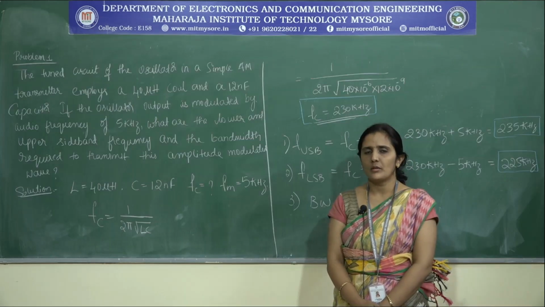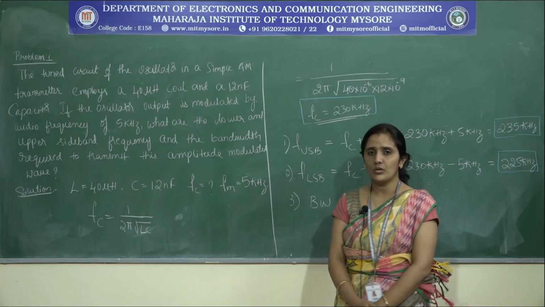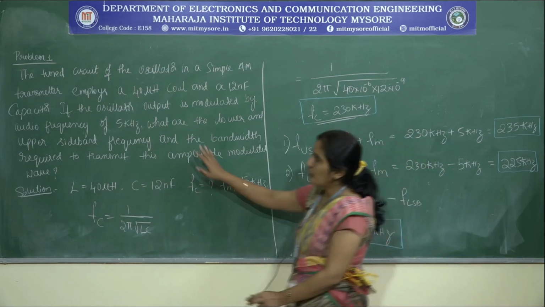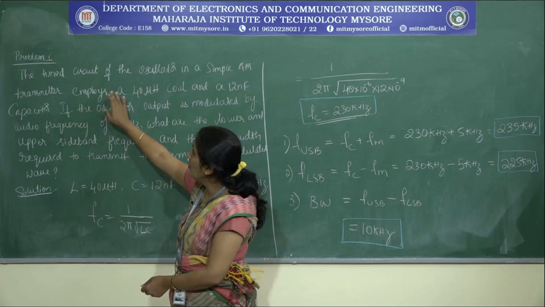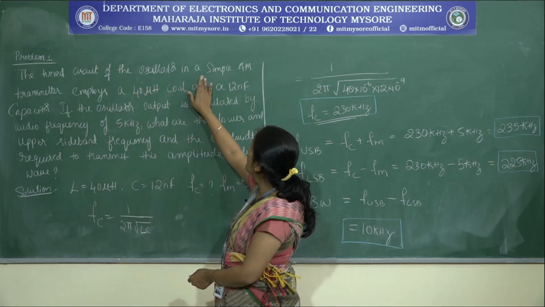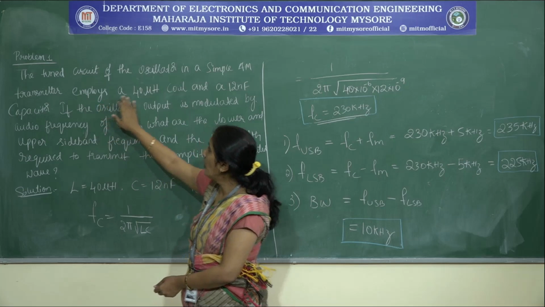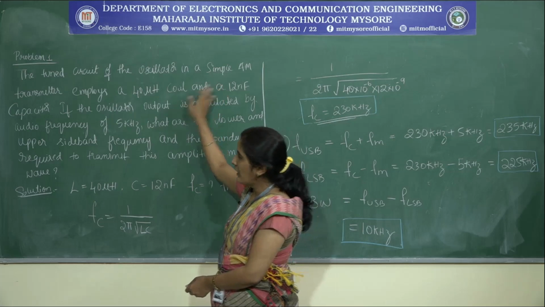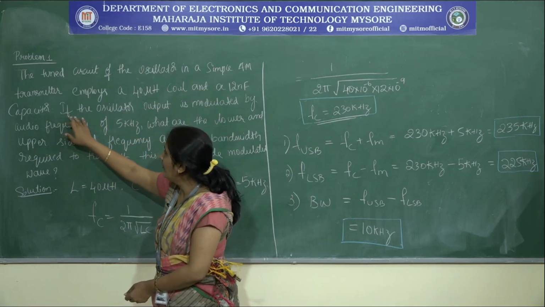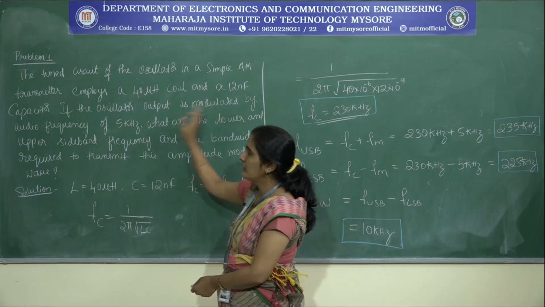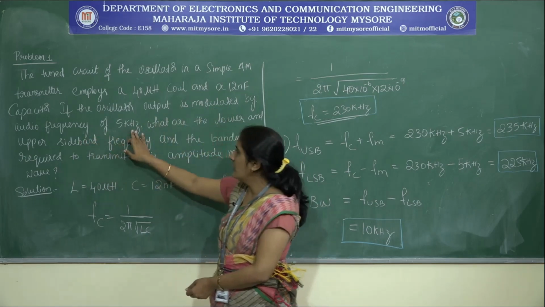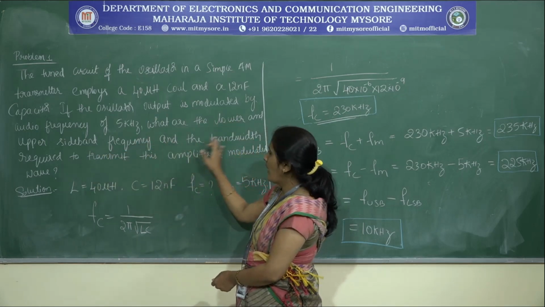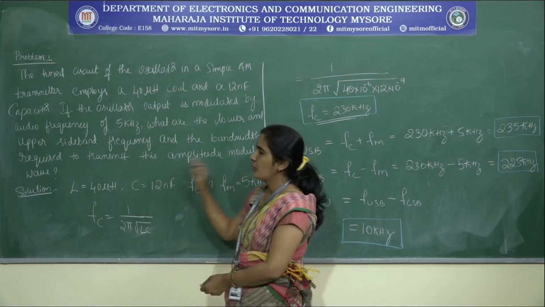Let us discuss some more problems for which we have derived the equation for AM modulation. Here we have got a problem. The problem statement is like this: the tuned circuit of the oscillator in a simple AM transmitter employs a 40 microhenry coil and a 12 nanofarad capacitor. If the oscillator output is modulated by the audio frequency of 5 kHz, what are the lower and upper sideband frequencies and the bandwidth required to transmit this amplitude modulated wave.